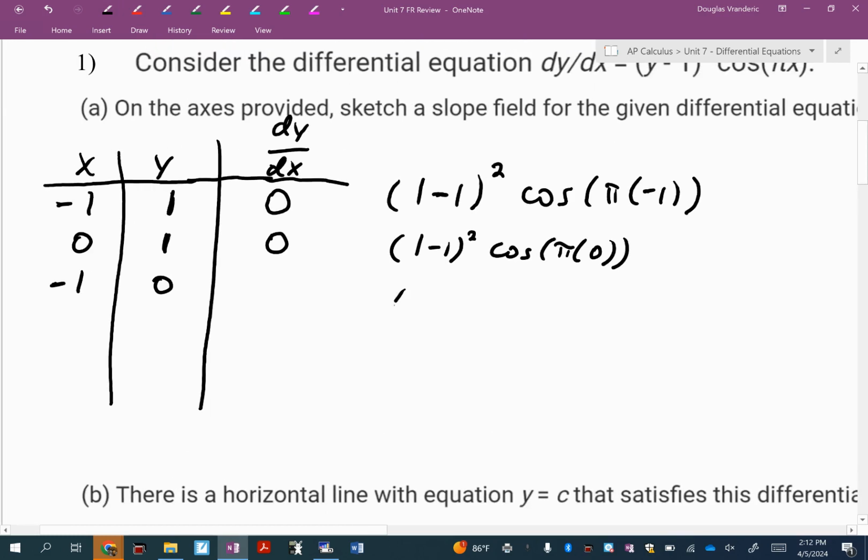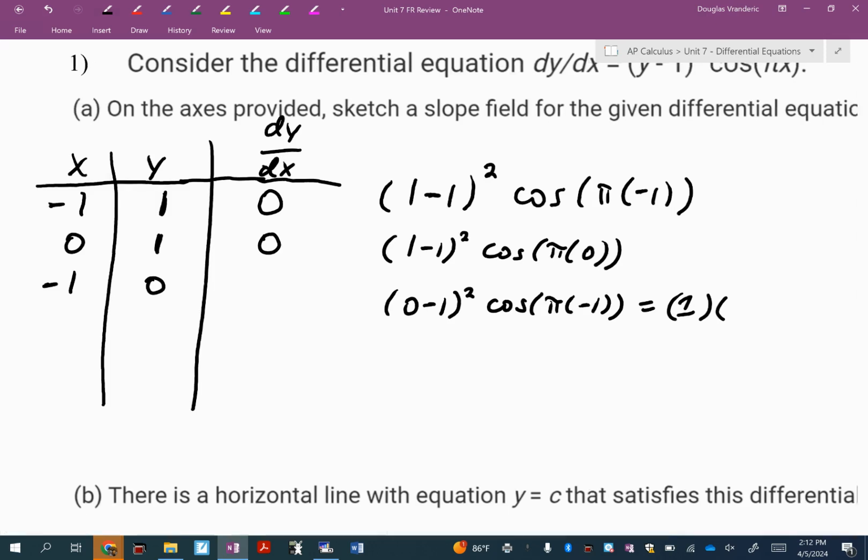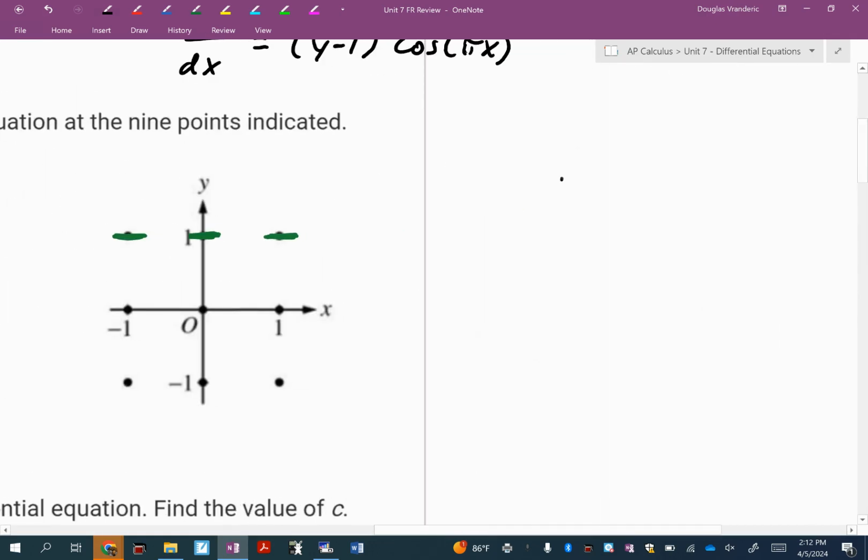So now I'm plugging in 0 - 1², right? It's y - 1² times the cosine of pi times -1. This one is a little different because does this become 0 at the beginning here? No. 0 - 1 is -1, and -1² is positive 1. And then now we need to do a little trig here. This is the cosine of negative pi. So if I just quickly draw negative pi, do you know where negative pi is?